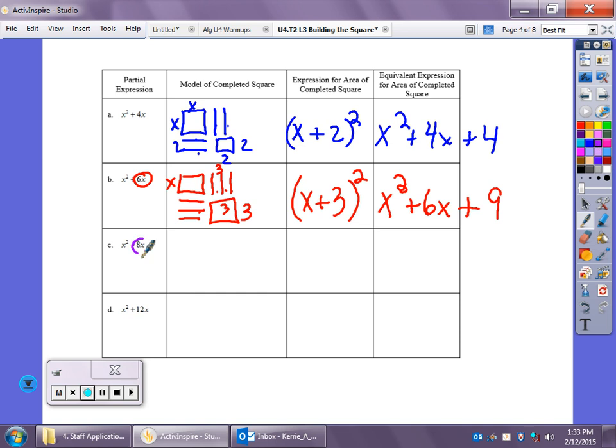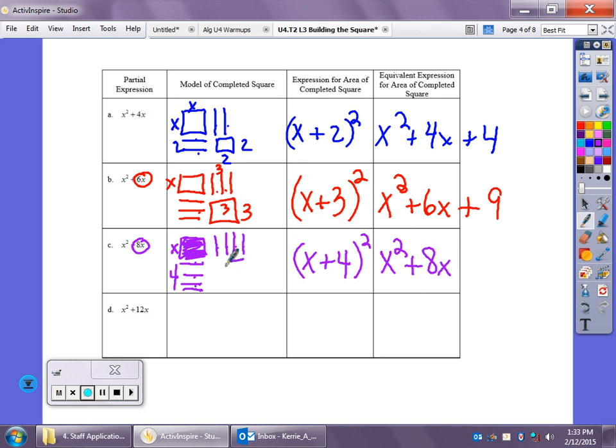All right, this time I have 8 pieces. So I have my square. 1, 2, 3, 4, 5, 6, 7, 8. So when I look at this, I have my x, and then I have 4 strips. So x plus 4 squared. And so the area of this piece here is x by x, so x squared. 1, 2, 3, 4, 5, 6, 7, 8 strips. Okay, and then I need to fill in this piece. Well, this piece is going to be 4 by 4, which gives me 16.